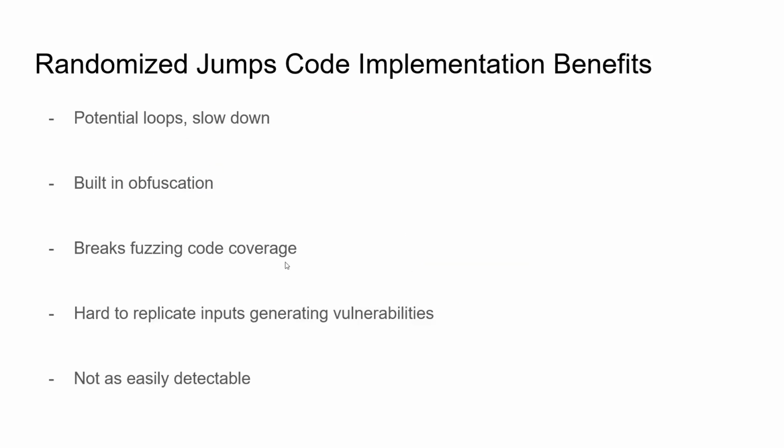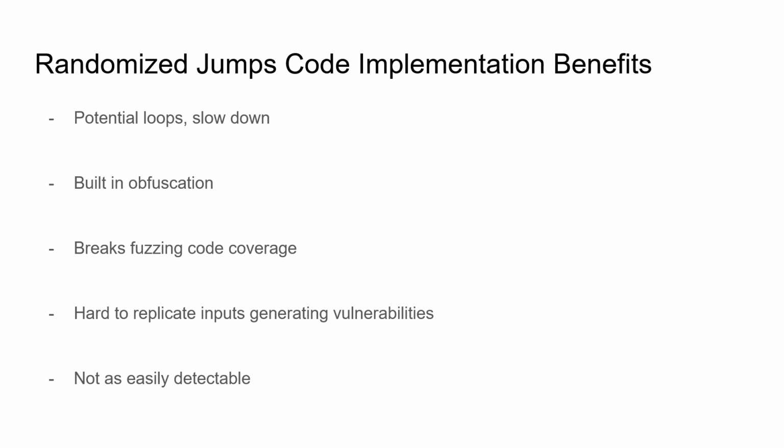So the implementation benefits are potential loops, which will cause slowdown. It will take more time to execute your program than it normally would. It's built-in obfuscation too. If you're doing some software reverse engineering and looking at the code under a program like Ghidra, you'll have to follow these jumps, see where they're going, see why they're occurring.